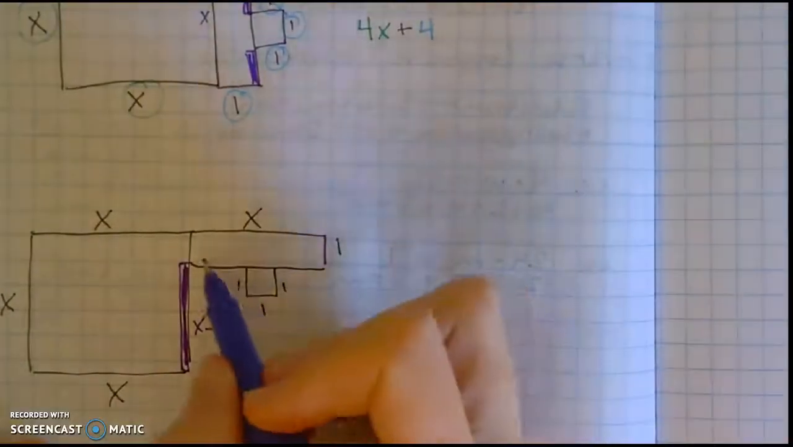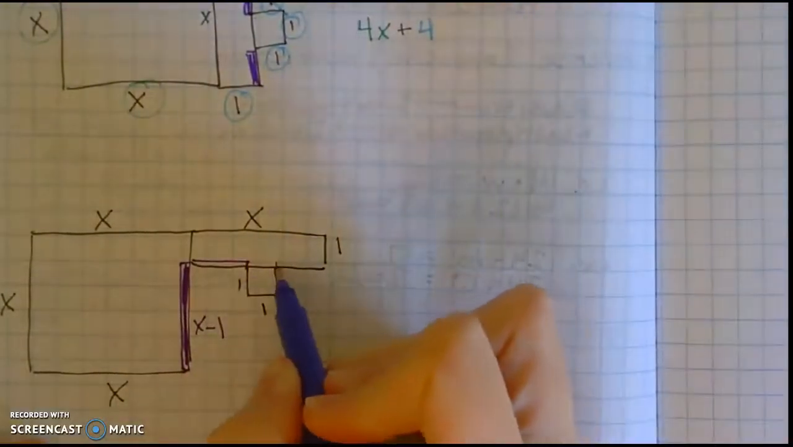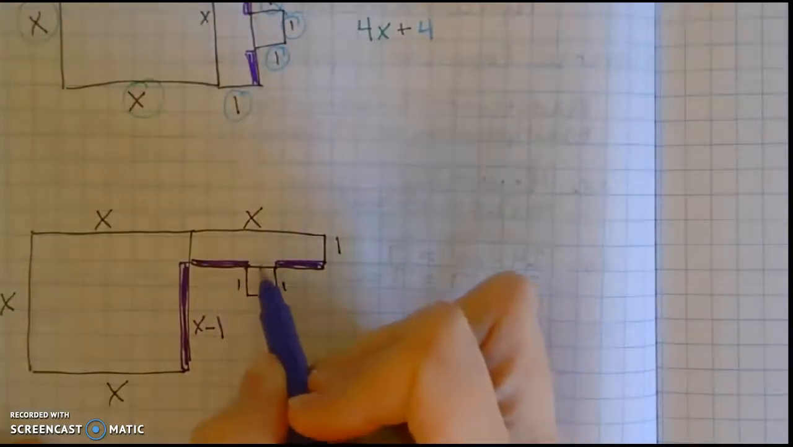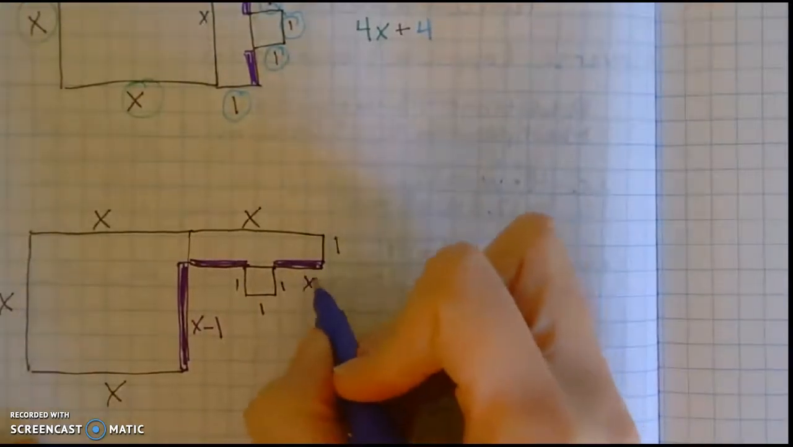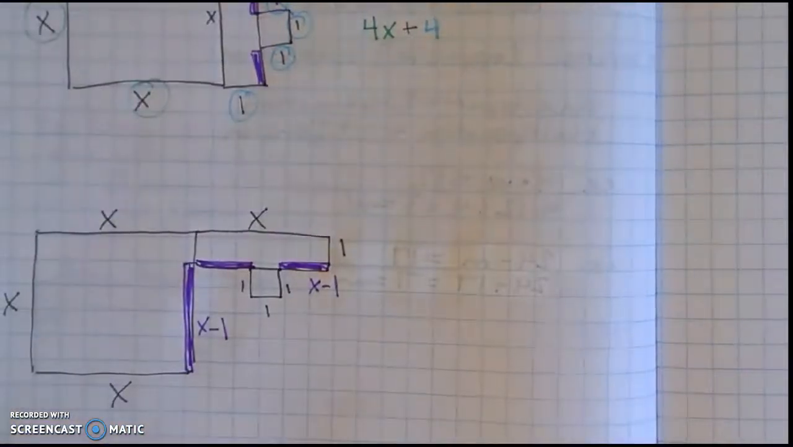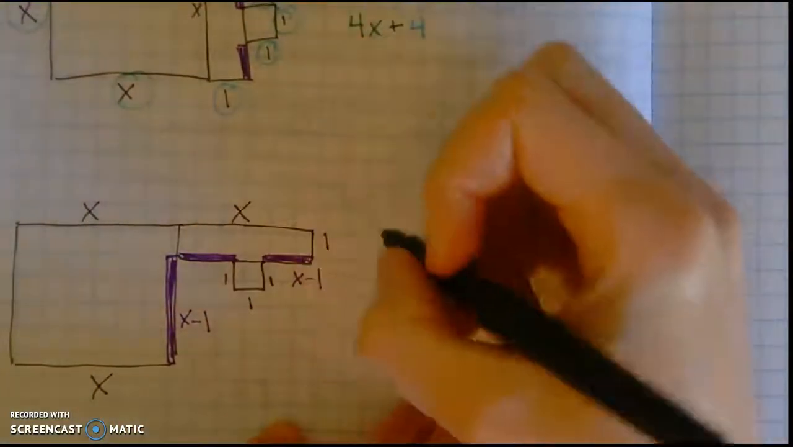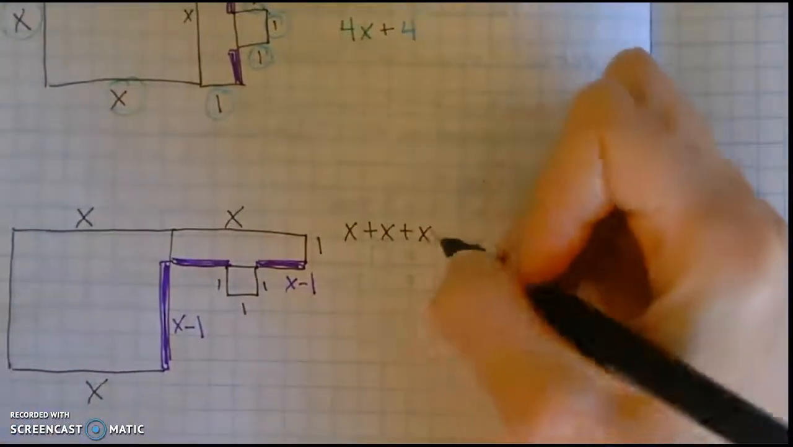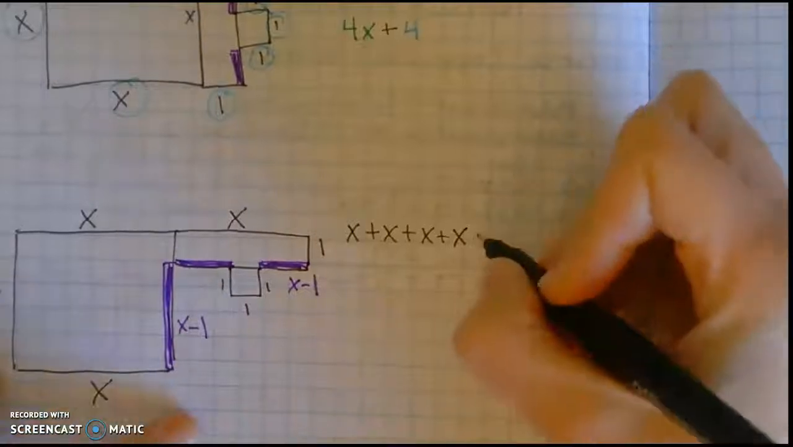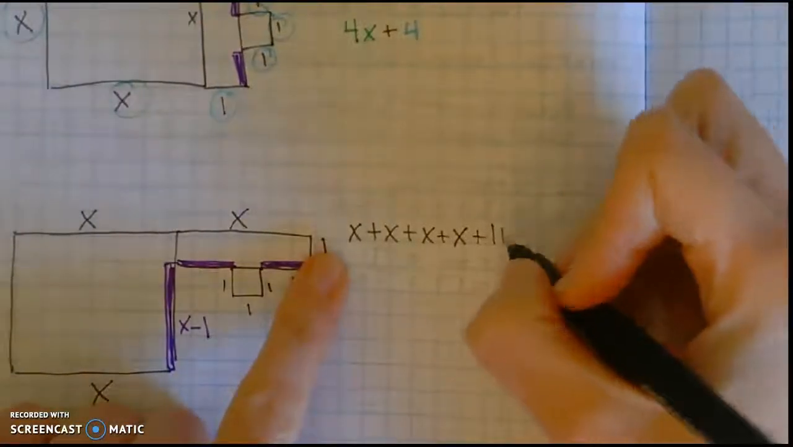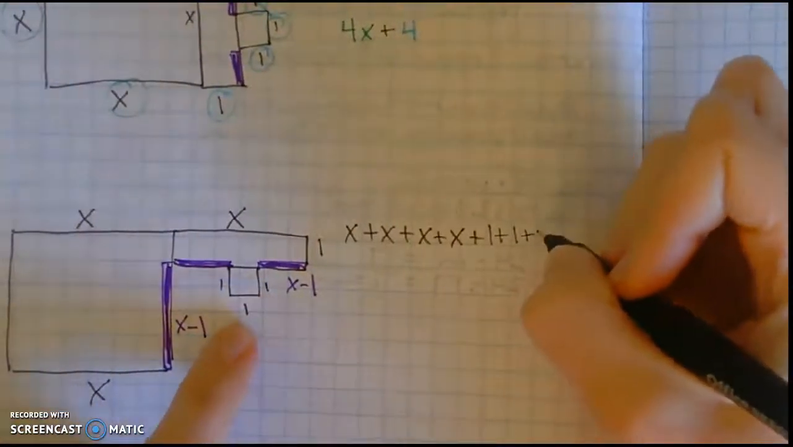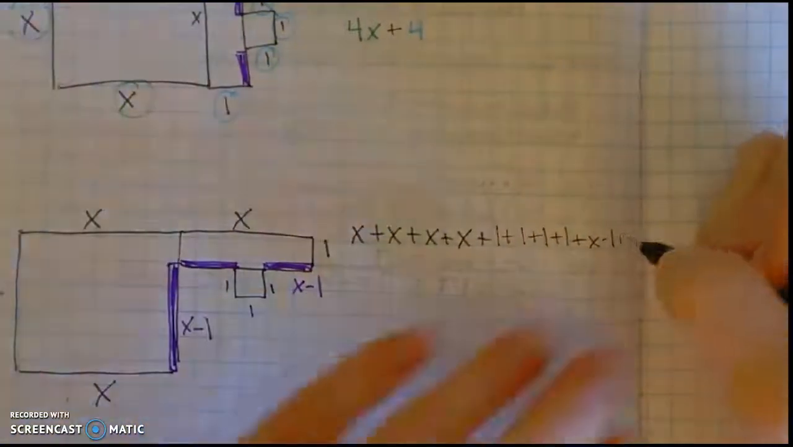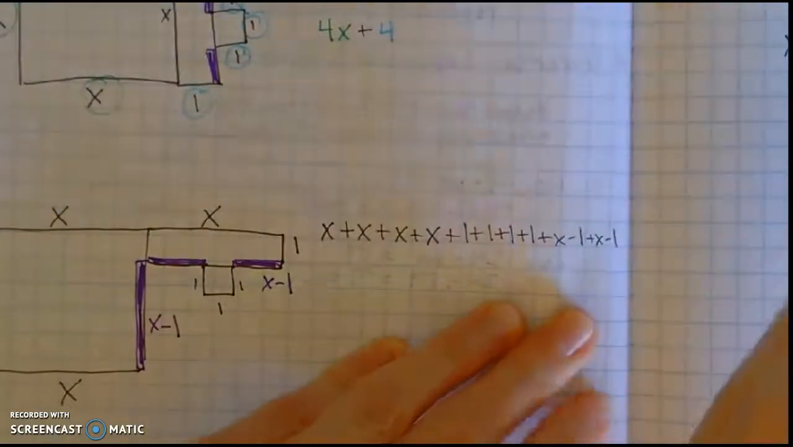And I know that this side, this one right here, is also not complete because it's missing this chunk for that one. So I have another x minus 1. So now I'm going to join all of these together. So I'm going to have x plus x plus x plus x plus 1 plus 1 plus 1 plus 1 plus x minus 1 plus, oops, x minus 1.